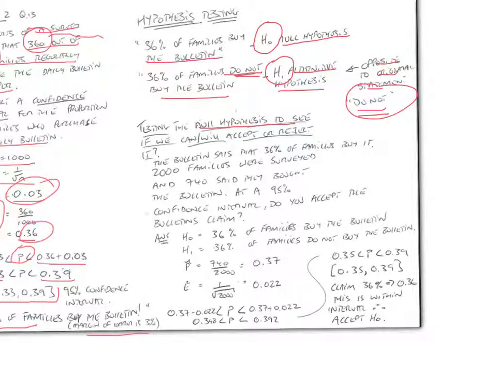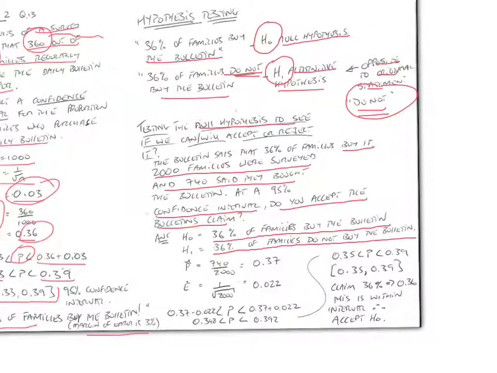Okay. So here's an example. The bulletin says that 36% of families buy it. 2,000 families were surveyed, and 740 said they bought the bulletin. At a 95% confidence interval, or that 5% level of significance, would you accept the bulletin's claim? Okay, well, we set up the null hypothesis first, which is 36% of the families buy the bulletin. The alternative hypothesis is 36% of families do not buy the bulletin.